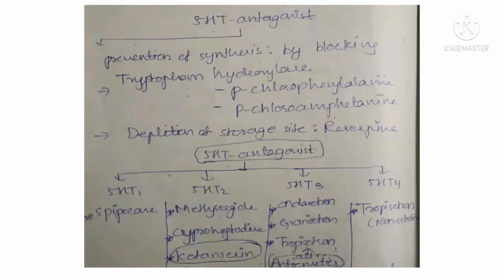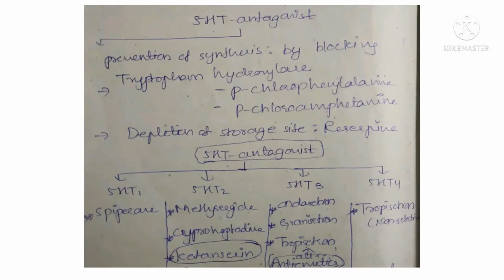And the next one is 5HT antagonists. Here the prevention of synthesis is done by blocking tryptophan hydroxylase. Because in the serotonin synthesis process, this is the enzyme responsible for the synthesis of serotonin. So if we prevent this enzyme, we can stop the synthesis. The drugs which inhibit this enzyme are parachlorophenylalanine and parachloroamphetamine. And then the depletion of storage sites, which means it prevents the storage of this neurotransmitter in the synaptic vesicles. That's called depletion of storage sites.